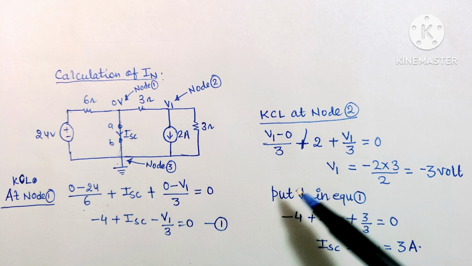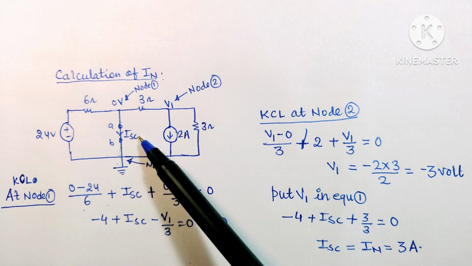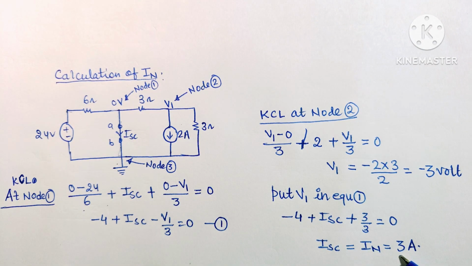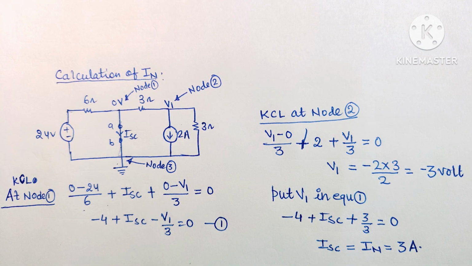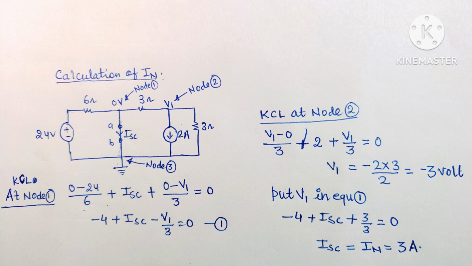We put this V1 value in equation number 1, then we will find that the short circuit current ISC in this branch will be equal to 3 ampere. As we know, in the Norton equivalent, the short circuit current is equal to the Norton current, which is the current source of the Norton equivalent. Now let us see how to calculate the Norton resistance of this circuit.